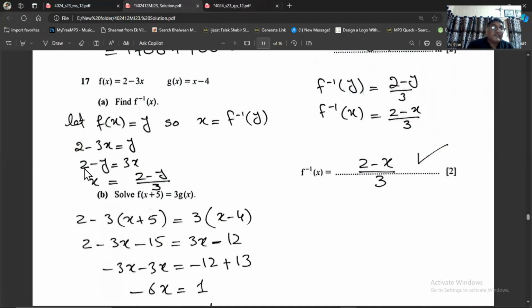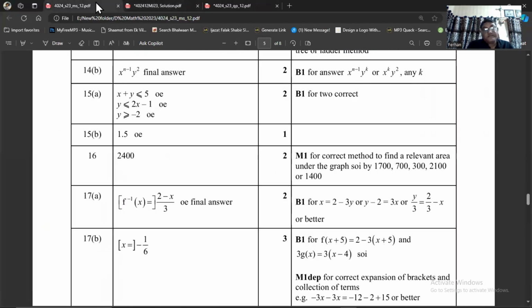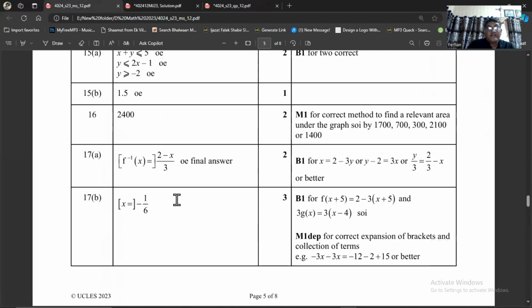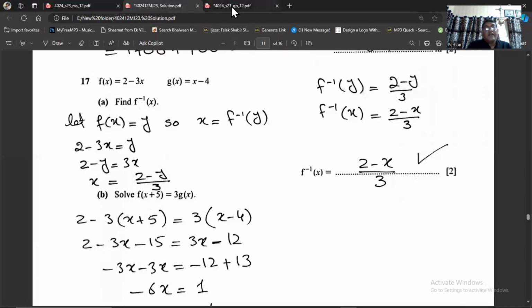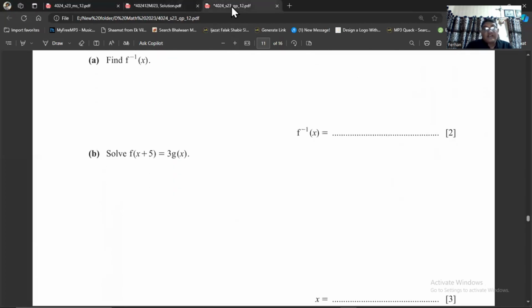So in the place of this x, I will put this value, f inverse of y. So f inverse of y is equal to 2 minus y, the whole thing divided by 3. And f inverse of x, I will change the variable. So f inverse of x will be equals to 2 minus x divided by 3. So the inverse formula will be 2 minus x, the whole thing divided by 3. So our answers are right. Okay, question number 17, A part is done. Then we have question number 17, and it's B part.